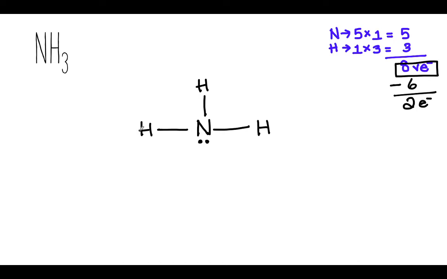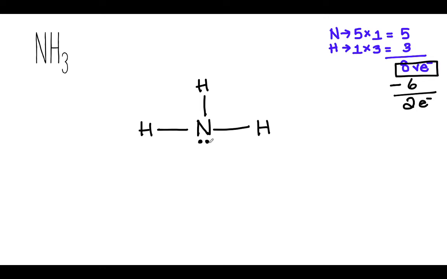Now, if I take a look, this hydrogen is happy, this hydrogen is happy, this hydrogen is happy. They're all happy because they have 2 electrons. This nitrogen has 1, 2, 3, 4, 5, 6, 7, 8 electrons. So that is happy as well.